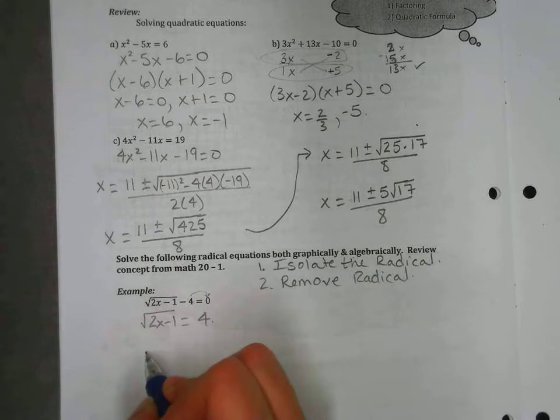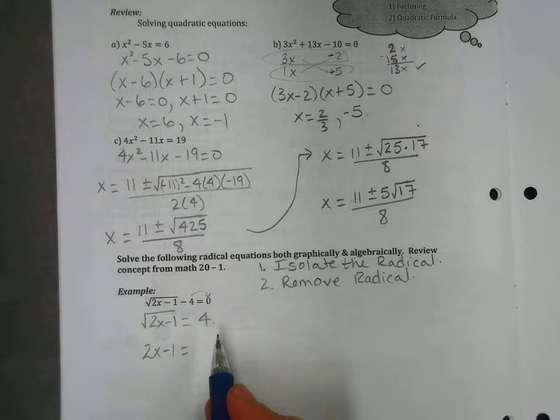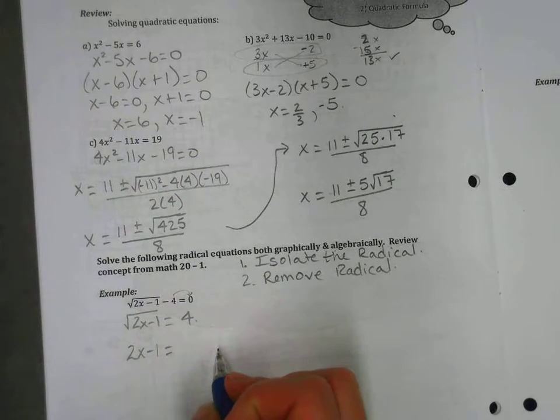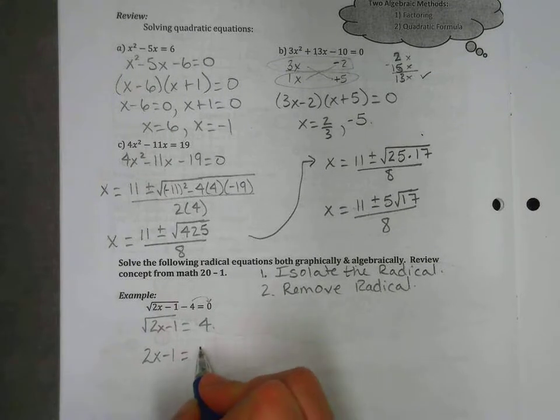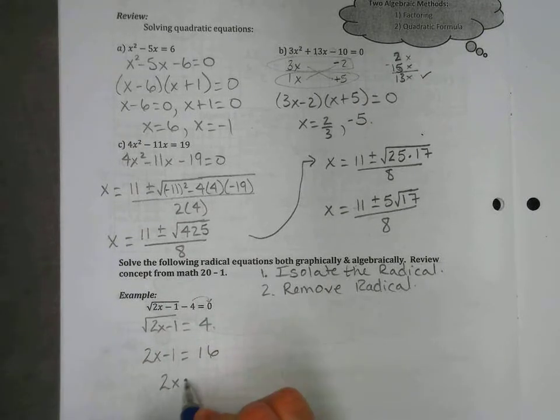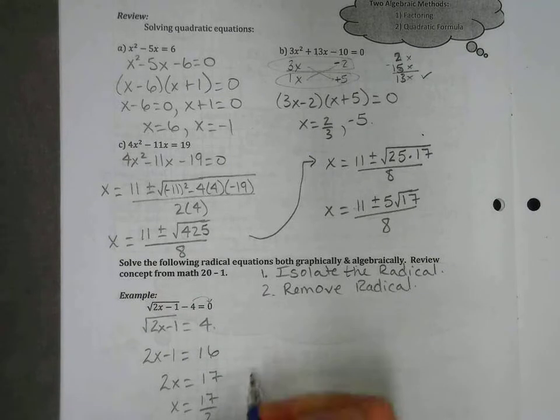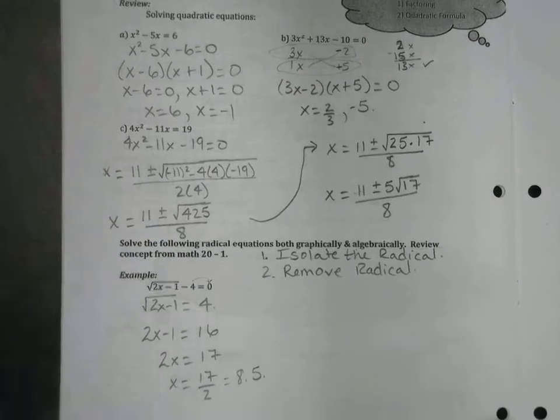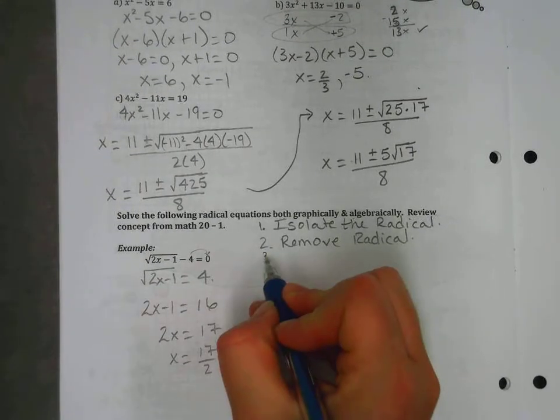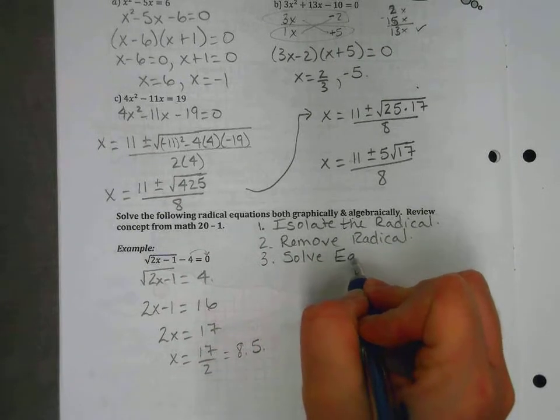So if I square this, I end up with just a 2x minus 1. Okay, and then I'm going to square the 4, which ends up to be 16. And then we have just a very simple linear equation. I'm going to add 1 to both sides. Divide by 2. So we could leave it as a fraction or write it as a decimal. Okay. So after we remove the radical, we solve the equation.